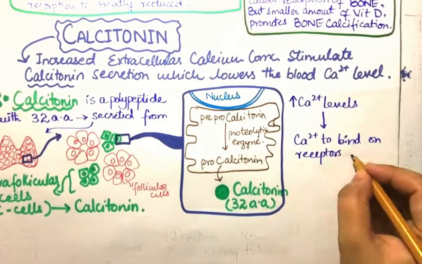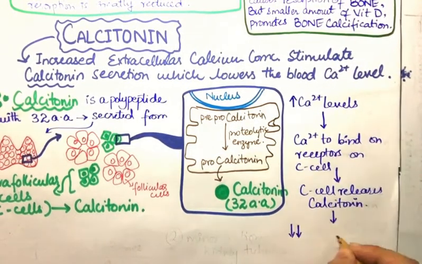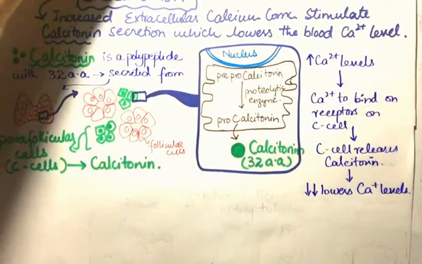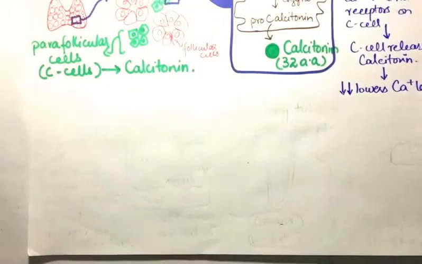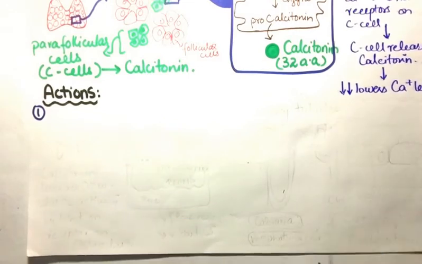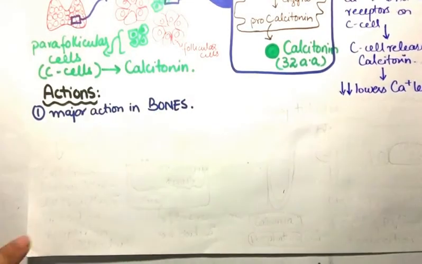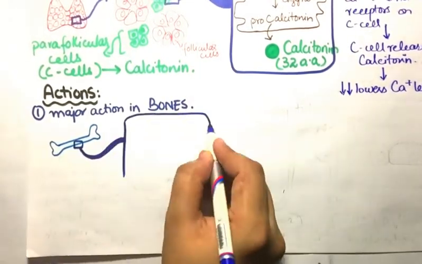If there is an increased calcium level, calcium will bind to the receptor on the C cell, and the C cell releases calcitonin in order to lower the calcium level in the blood. What are the actions of calcitonin? The major action is upon the bones. We'll focus on the bone.